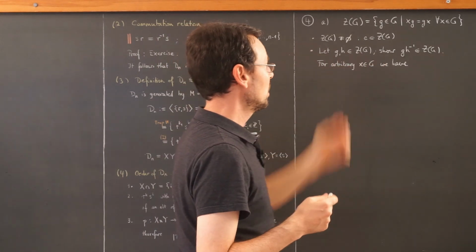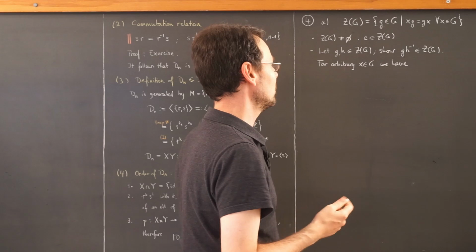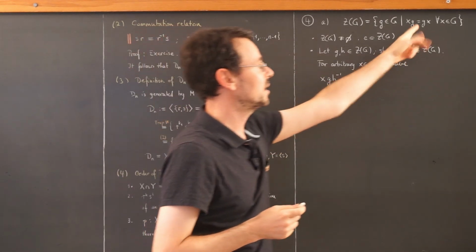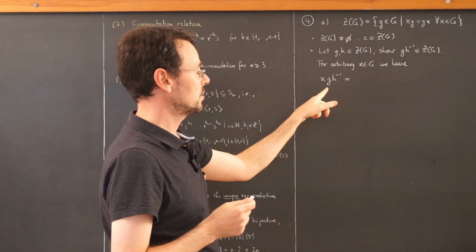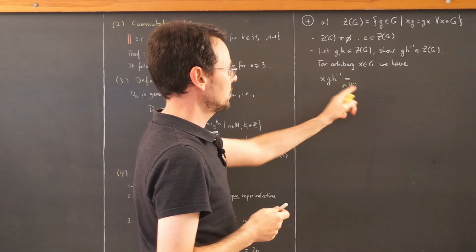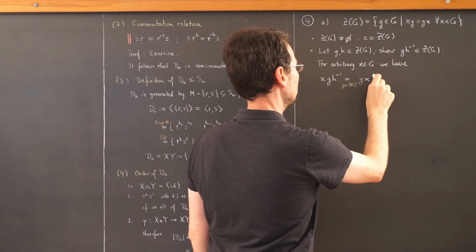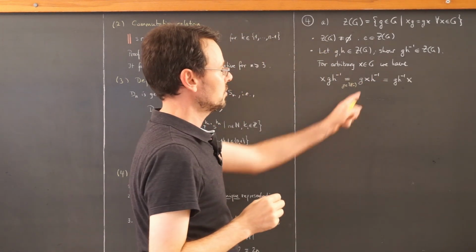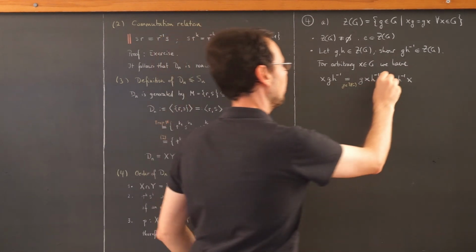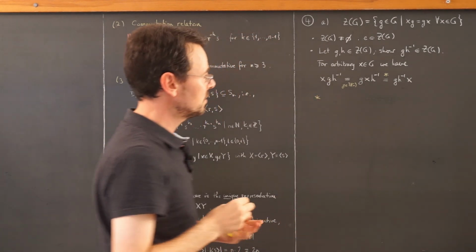So we take an arbitrary element X of the group and we have to show that this commutes. So we start with X G H inverse and have to end up with G H inverse X. Now, first of all, G is in the center, so I can change the places of G and X. And then I can also change the places of X and H inverse. But this is not clear yet.